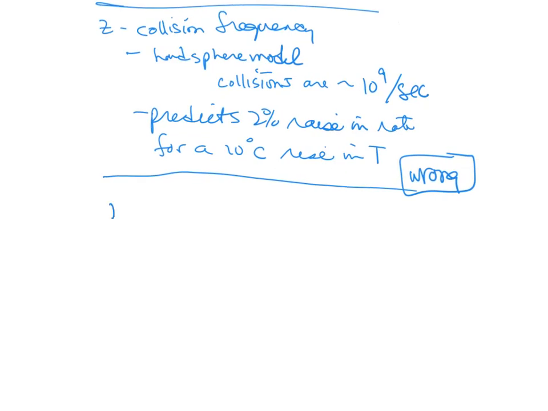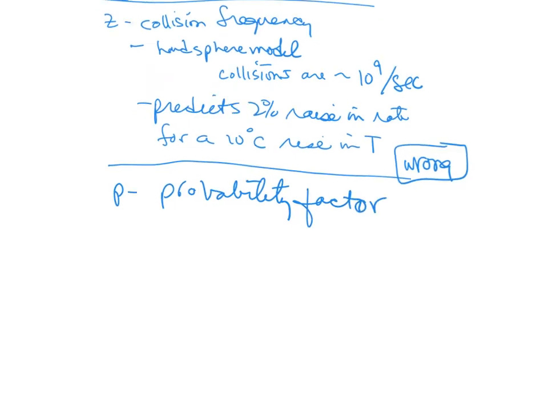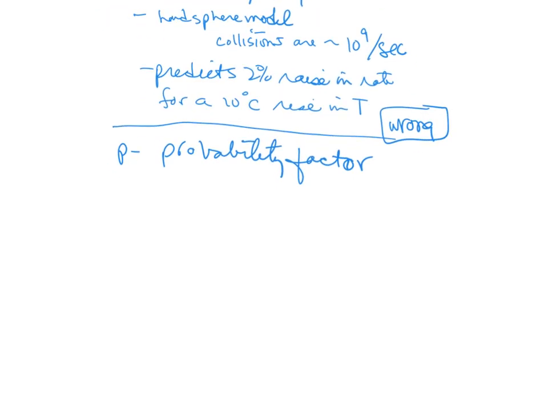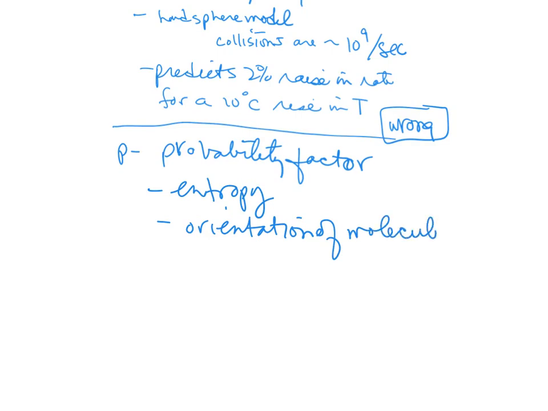The next is P, the probability factor. In our second thermodynamics chapter, we will learn about entropy. This is related to the entropy of the system, and it has to do with the orientation of the molecules when they collide.